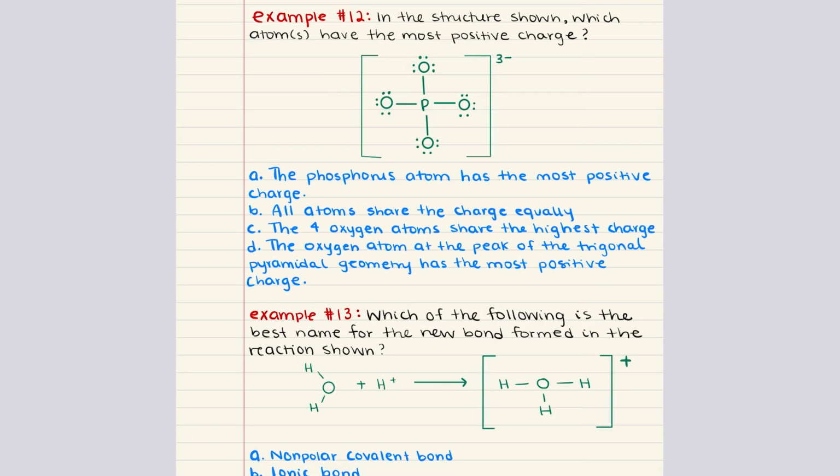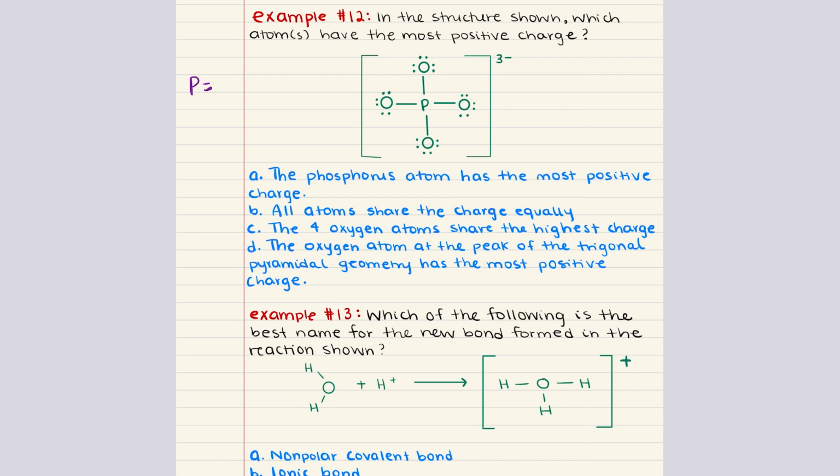Problem 12 says, in the structure shown, which atom or atoms have the most positive charge? Now, in order to answer this problem, we're going to have to analyze the distribution of charges in this phosphate ion. And to do that, we're going to have to calculate the formal charge on the phosphorus atom and on each oxygen atom. So let's go ahead and start with the formal charge for phosphorus.